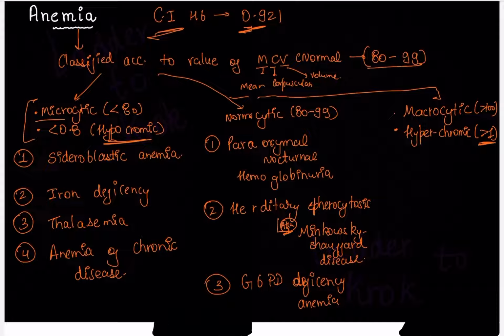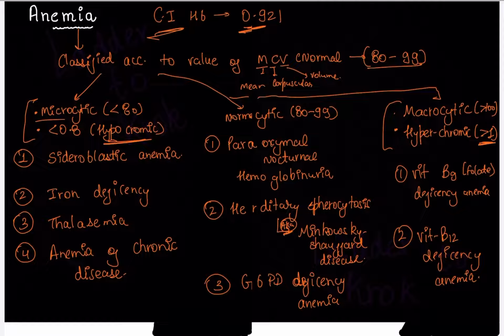Now macrocytic or hyperchromic anemia has basically 2 types. The first one is vitamin B9 deficiency anemia. What do we call B9? Folate. Folate deficiency anemia. And the second one is vitamin B12, cobalamin, deficiency anemia. So this is a kind of summary. Now let's discuss in detail the first one, sideroblastic anemia, according to their order.